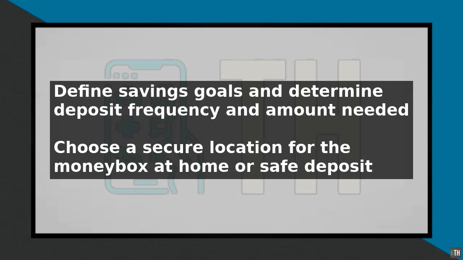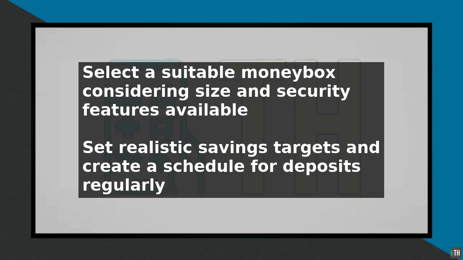To set up a money box, start by defining your savings goals. Whether it is for a short-term or long-term objective, determine the amount you want to save and the frequency of your deposits. Choose a suitable location for your money box, such as a secure spot in your home or a safe deposit box. Select a money box that suits your needs, considering factors such as size, material, and security features.